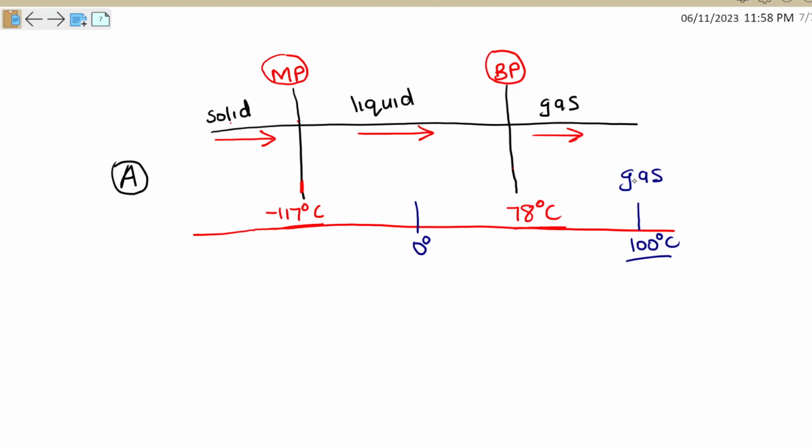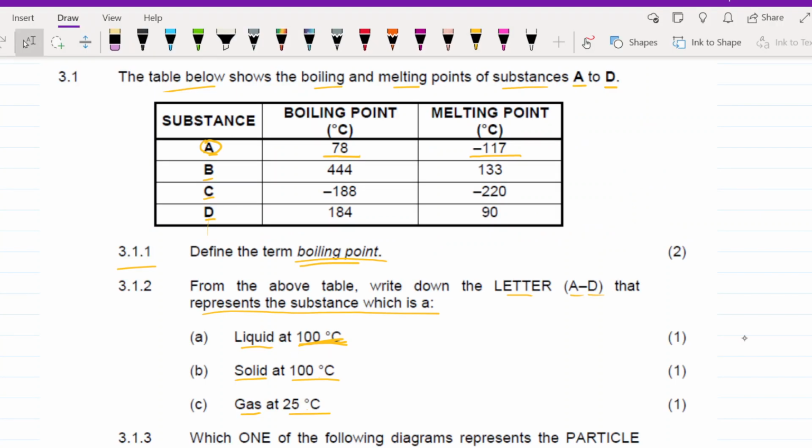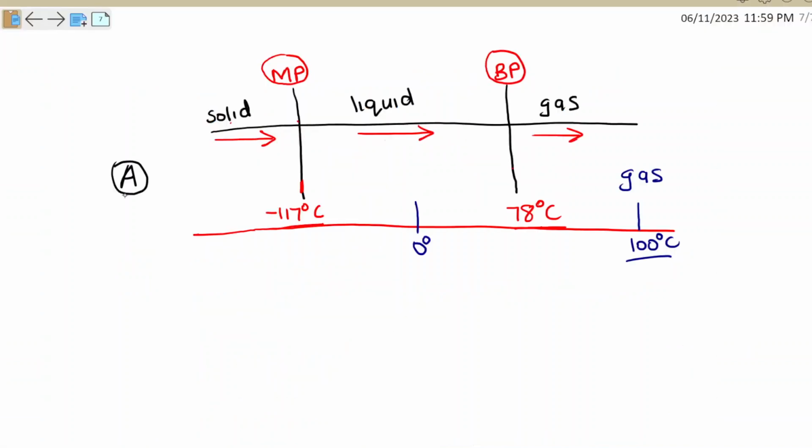Remember, the question was saying a substance that is a liquid at 100. So we are looking for a substance that is a liquid at 100. So we saw that the substance A at 100 Celsius degrees is a gas, it is not a liquid. So we cannot take substance A. Let's look at substance B.